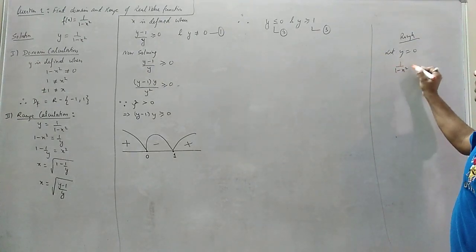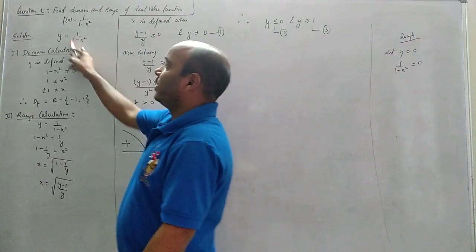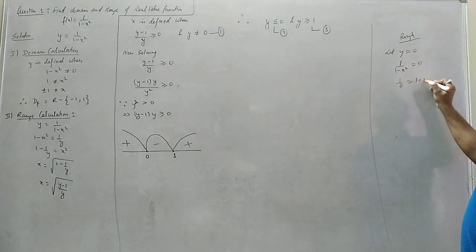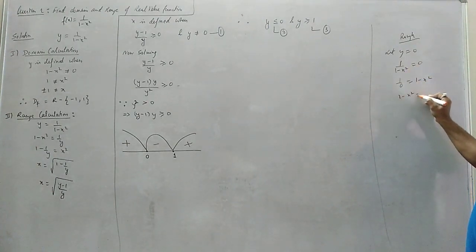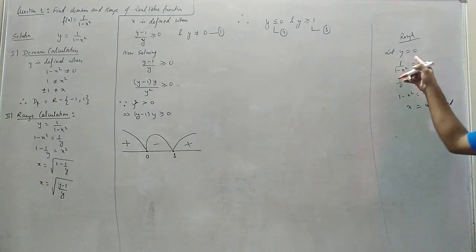1 by 1 minus x square equals 0. In the place of y, we can write 1 minus 1 by x square. From there, if you calculate, what are you getting? See, 1 minus x square becomes infinity. That means x is not getting undefined either. Clear? That means y cannot be 0.